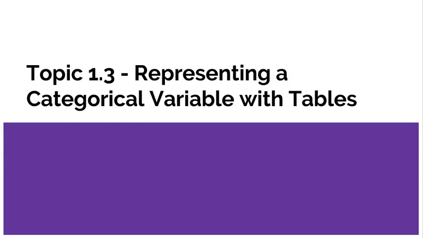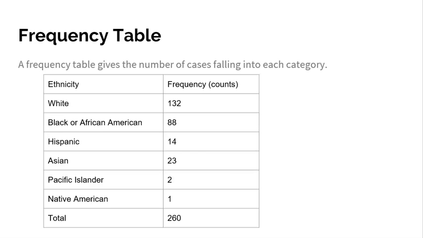First, let me remind you that a categorical variable is a variable that puts you or the individual into a particular category. Remember, think words here. So here's a frequency table. It's actually really simple. Frequency is just a fancy word for counts. How many did you count in each category?